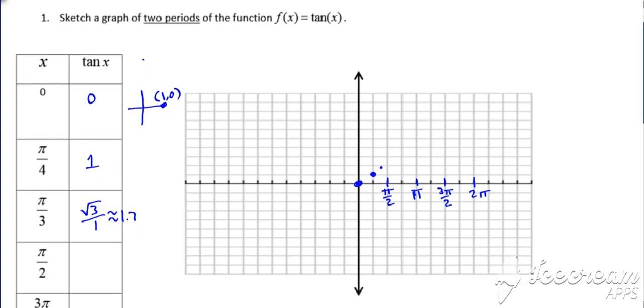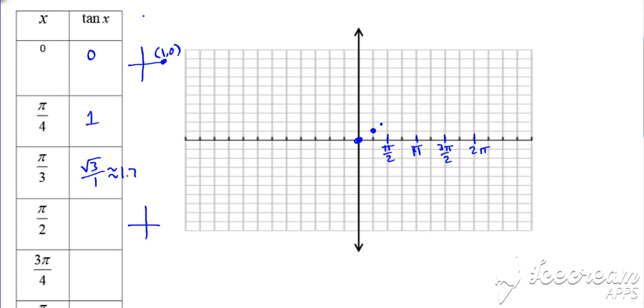Once we reach pi over 2, we're up here. Our point is 0, 1. So y over x would actually be an undefined value, which means we have an asymptote, signifying that the graph never touches that angle. So it actually will grow all the way through, but it will never touch that.